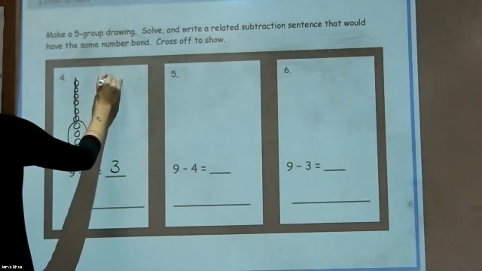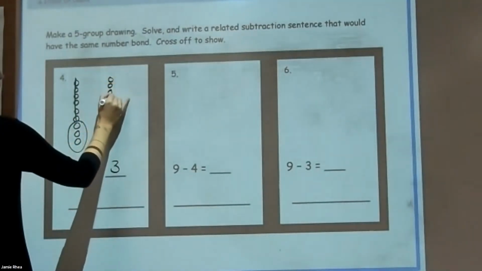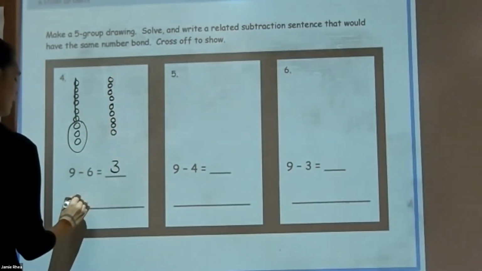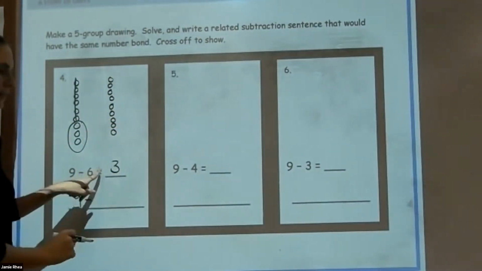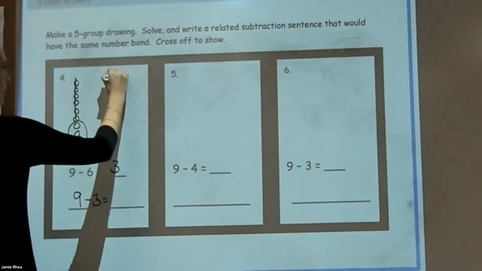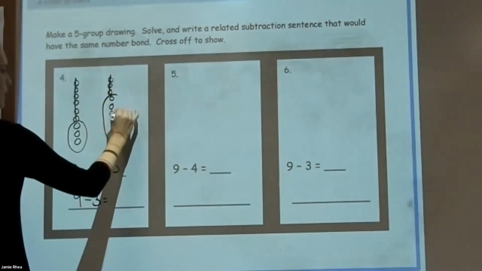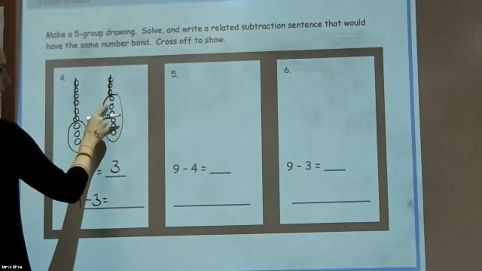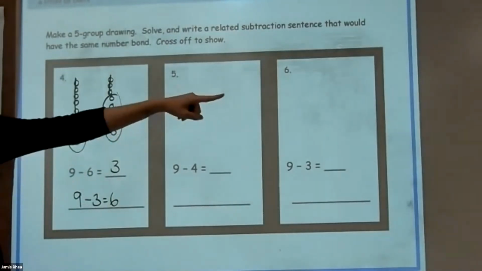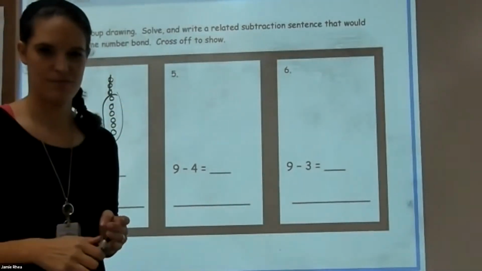So I'm going to draw 9 more. 1, 2, 3, 4, 5, 6, 7, 8, 9. 9 minus, I'm going to start with 3. I'm going to mark off 3 of them. How many did I have left? 6. Okay, you're going to do number 6 on your own.